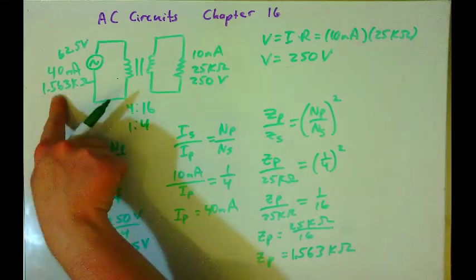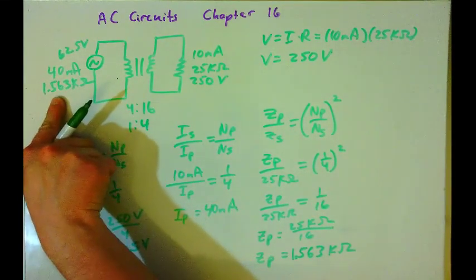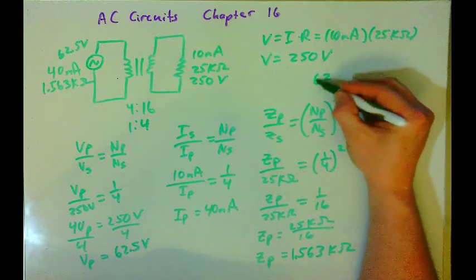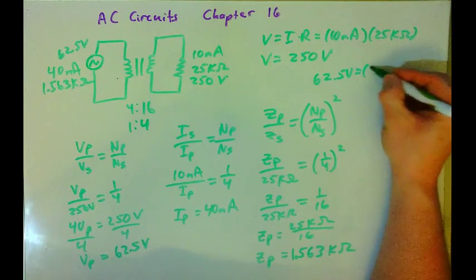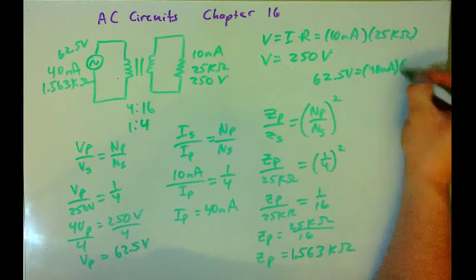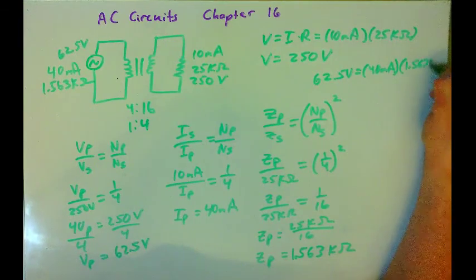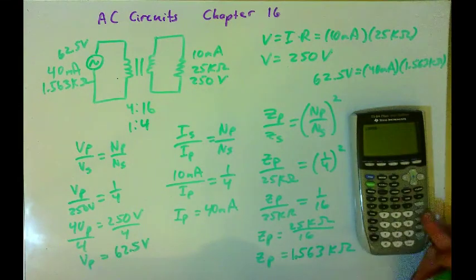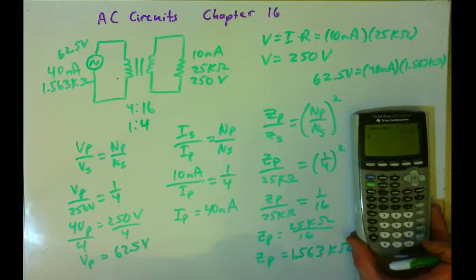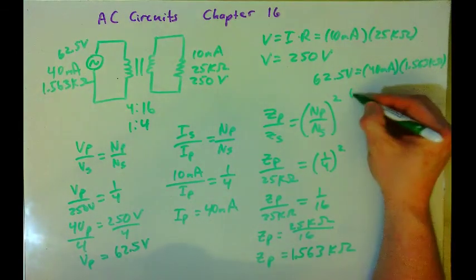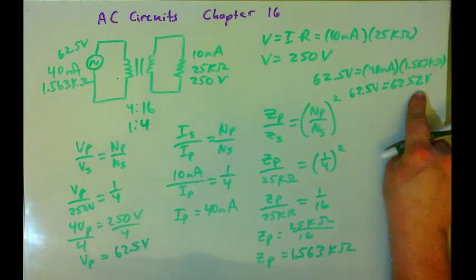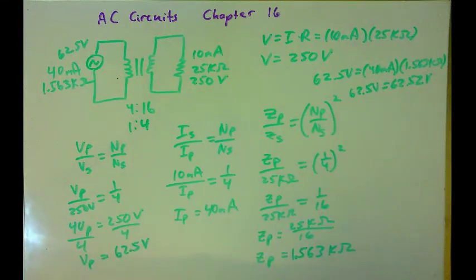And so we can check our answer. If we multiply the current times the resistance, we should get the voltage. So we think that 62.5 volts should be equal to 40 milliamps times 1.563 kiloohms. So we'll multiply. 40 milliamps times 1.563 kiloohms is equal to 62.52 volts. So 62.5 volts is equal to 62.52 volts. A little bit of rounding error, but that helps us to see that we have the correct answers.